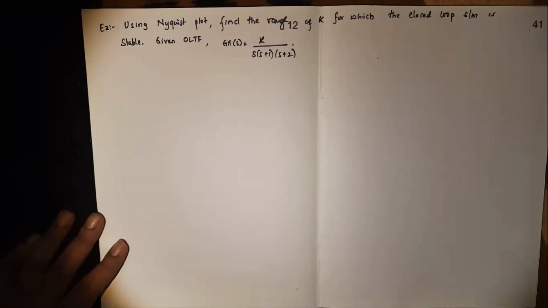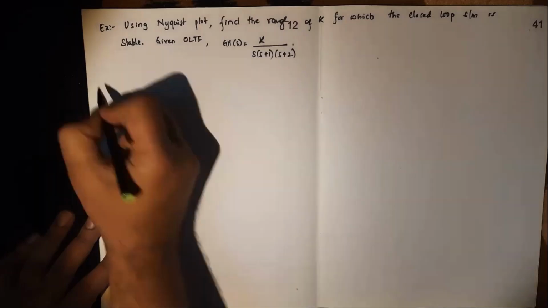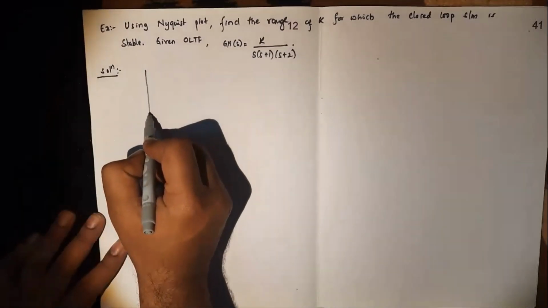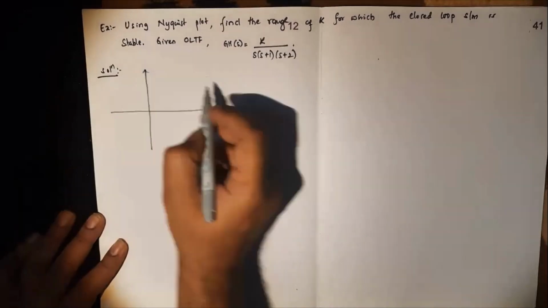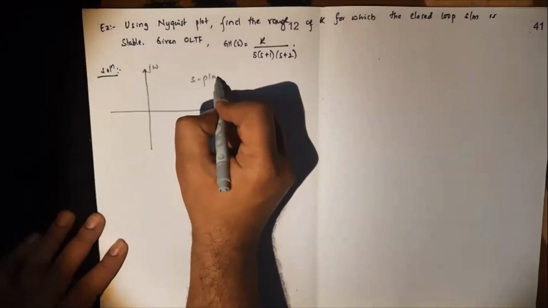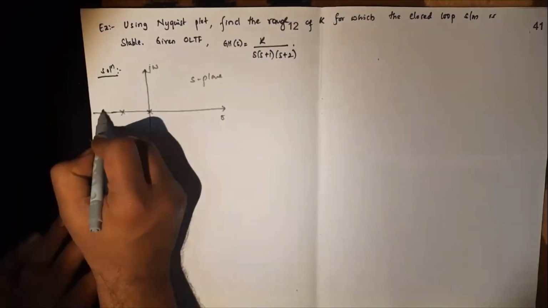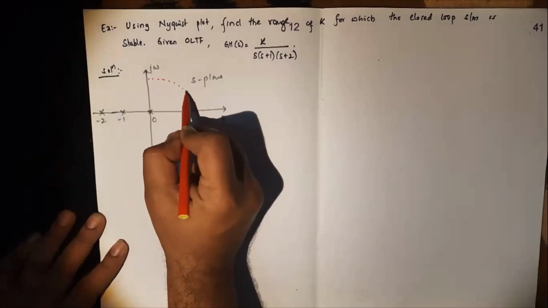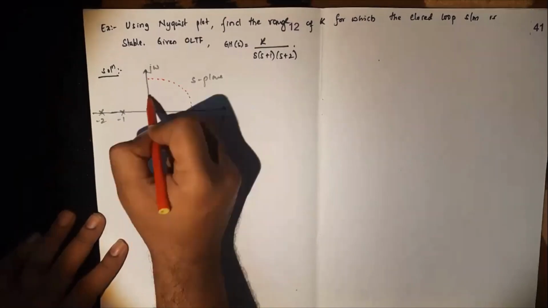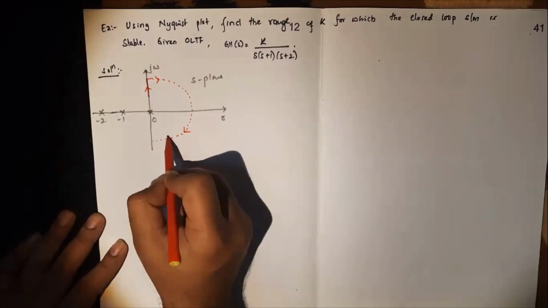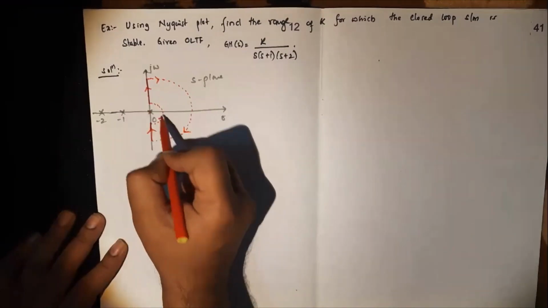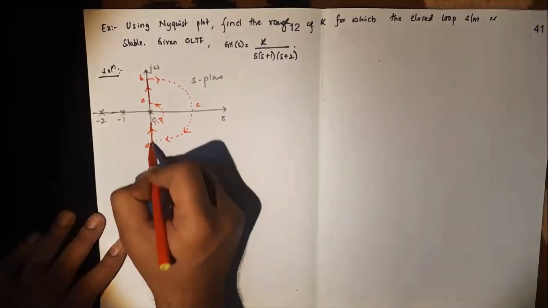They have asked us to find k. Okay, so let us see. So first step is draw the S-plane. Then represent poles and zeros. Then draw the right half of S-plane.